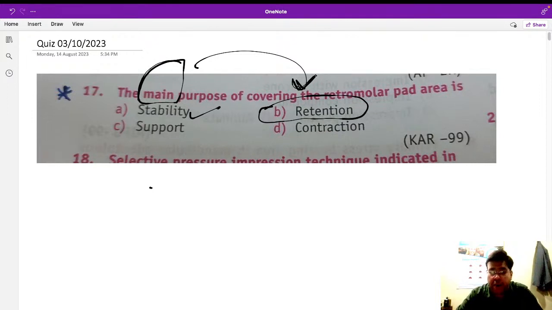The retromolar pad will help in getting the peripheral seal in that area, and that peripheral seal is important for retention, right? So stability is obviously there as a secondary factor, but the primary is retention, right?